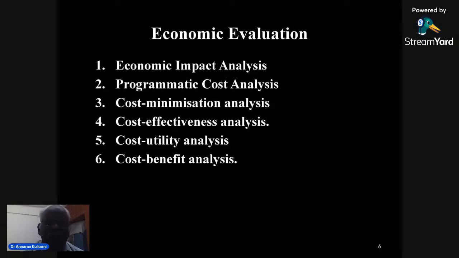So these are the six common economic evaluations: economic impact analysis, programmatic cost analysis, cost minimization analysis, cost effectiveness analysis, cost utility analysis, and cost benefit analysis. We will learn something about all of them.